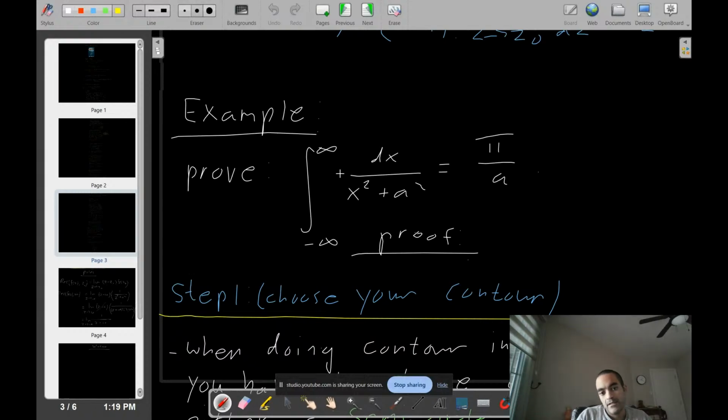So again, for anyone coming in, we are proving that the improper integral from minus infinity to infinity of dx over x squared plus a squared is pi over a. Now, there are multiple mathematical methods used to solve this problem. Okay, there's multiple ways of doing this.